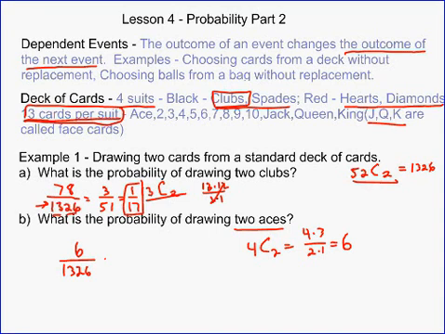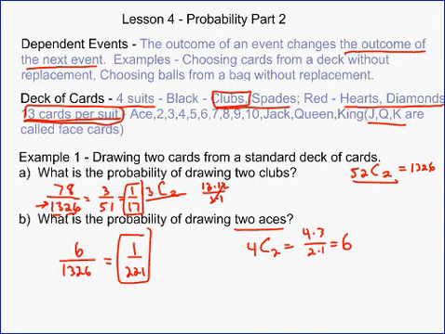So when we simplify this, 6 does go into 1326 because 1326 is divisible by 2 and 3. And so when you divide this out, well, obviously 6 goes into 6 one time, and then 6 goes into 1326 221 times. So the probability, if you're just drawing 2 random cards, of drawing 2 aces is 1 out of 221.